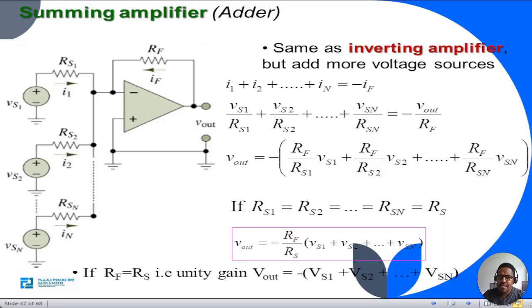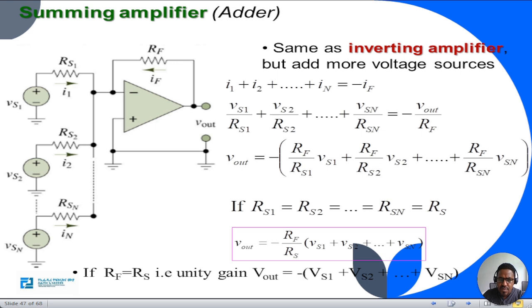So a summing amplifier, that means an adder, as you see in this circuit, has different input signals to the inverting terminal of the op-amp, so we can call it a summing inverting amplifier. It is the same as an inverting amplifier, but with more voltage sources, more input voltages to the inverting amplifier, that we call a summing inverting amplifier.